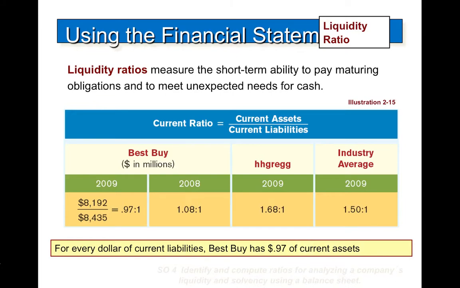So in this example, for every dollar of current liabilities, Best Buy had 97 cents of current assets. You can also compare it to the other, H.H. Gregg, and then the industry average.